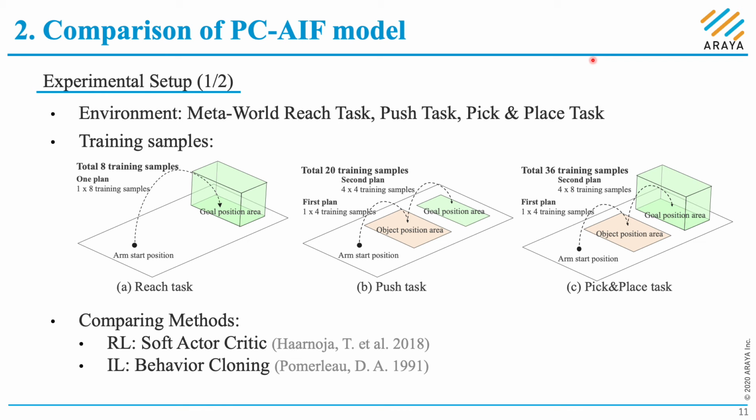Next, we compare the proposed PCAIF model with other RL and IL methods. We experimented with 3 tasks: reach task, push task, and pick and place task. We used the same training samples for the IL and PCAIF models: 8 for the reach task, 20 for the push task, 36 for the pick and place task. As comparison methods, we chose soft actor-critic for reinforcement learning and behavior cloning for imitation learning.